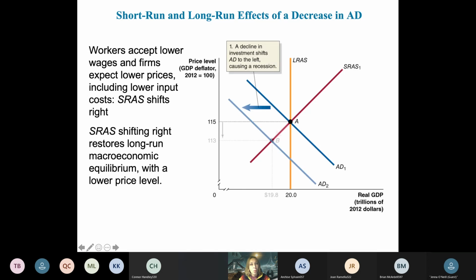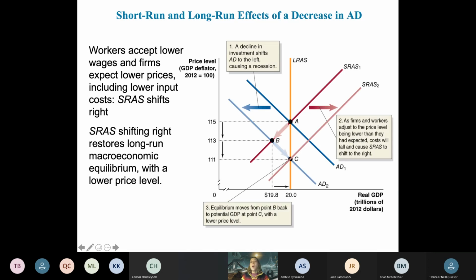Now, what happens next as a response? Well, we were at point B in recession, and as firms and workers adjust to the new price level, which is lower, the wages are lower, and then companies realize, the input prices decreased, the wages decreased, why not hire more people? Prices and wages decreased, and so companies started to hire more people. As a result, aggregate supply shifted to the right, and the economy stabilized itself. It corrected its own problem. We ended up at point C at our potential long-run output, the comfortable level of production.